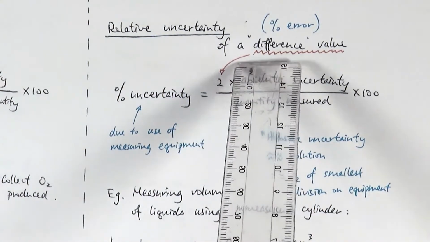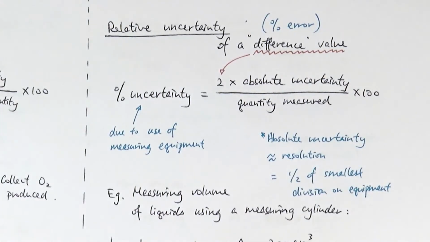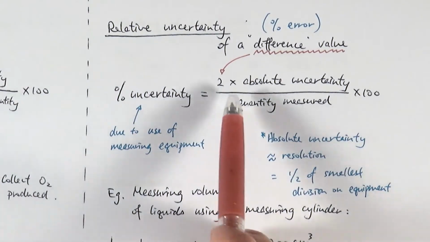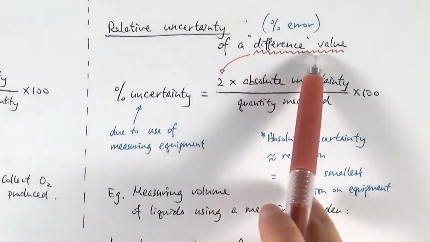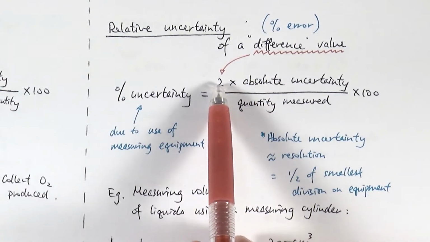Especially, they would ask about the relative uncertainty of a difference value. Meaning, let's say you started with measuring this much volume of liquid and then you measured it later on. At the end of it, you looked at how it changed, so you got a different volume, and then we need to consider how the uncertainty might have been doubled. This is why, because it's calculating a difference value, we times the absolute uncertainty by 2.